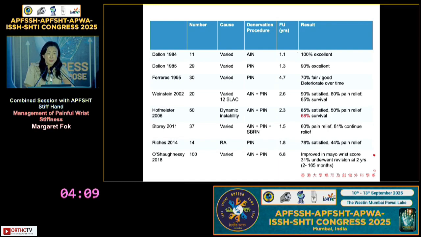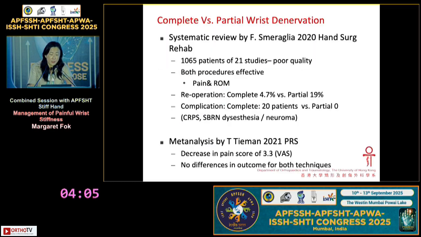So maybe in some of the cases, we actually don't need to denervate all the nerves. So what is the study that compares complete versus partial wrist denervation? A systematic review shows that both procedures are actually quite effective in terms of improvement in pain and range of movement. For the complete ones, the reoperation seems to be slightly better, so they don't have as many reoperations, but it's still good in the short term.